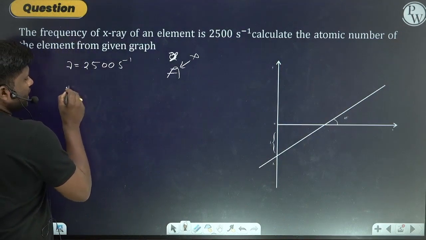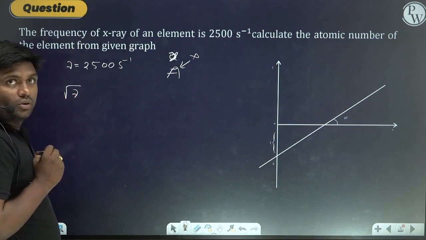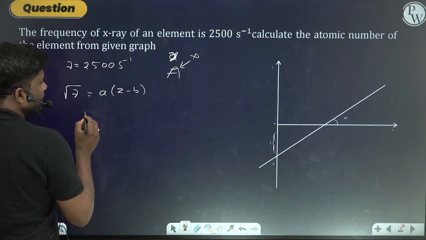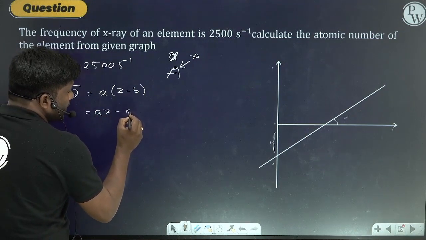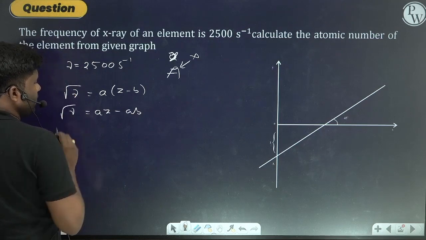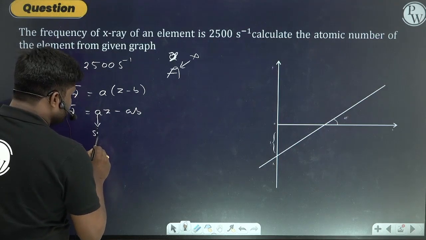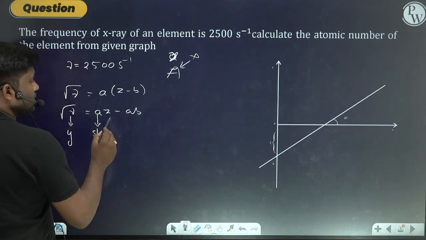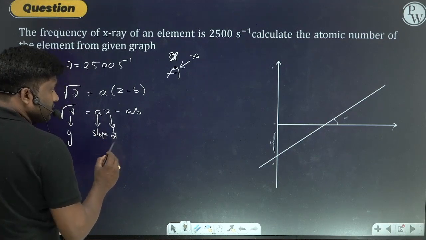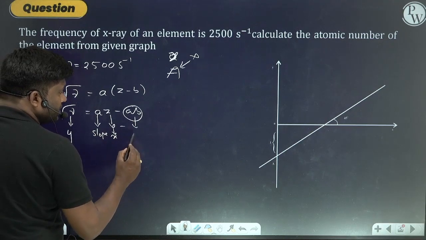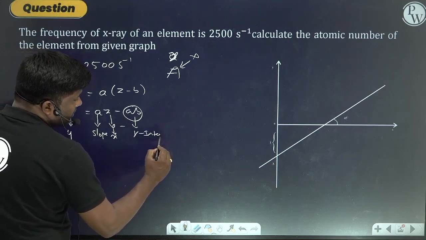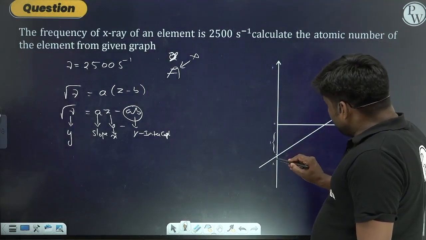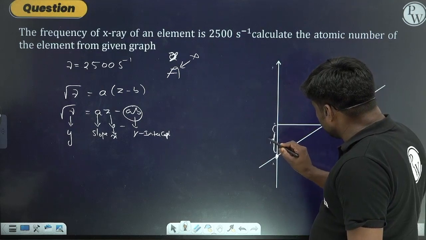To calculate the atomic number, we will use Moseley's equation. Under root nu is equal to A into (Z minus B), which we can write as AZ minus AB. A is the slope, nu is on the y-axis, Z is on the x-axis, right? And AB is the y-intercept. So this is the y-intercept. How much has he given? He has given 1 here.